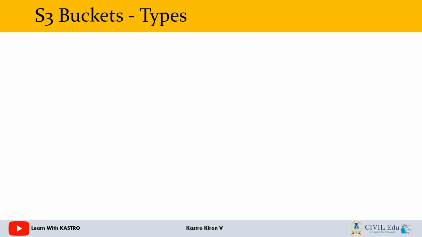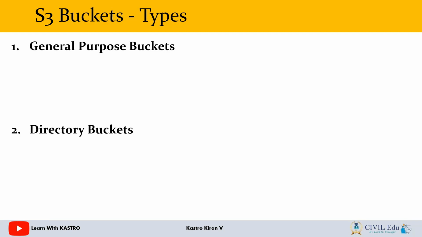So with the recent update in the AWS cloud, AWS has introduced two types of buckets. Earlier, we didn't have these two types of buckets. We used to have only one option to create a bucket. Now, AWS has come up with two types of bucket creation. The first type is called general purpose buckets, and the second type is called directory buckets. So general purpose buckets and directory buckets are the two types of buckets that are available in the S3 service.